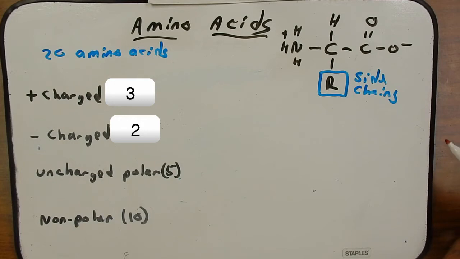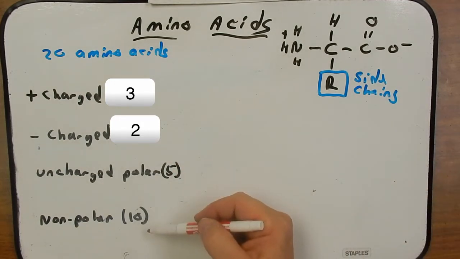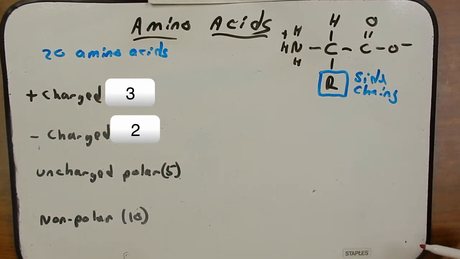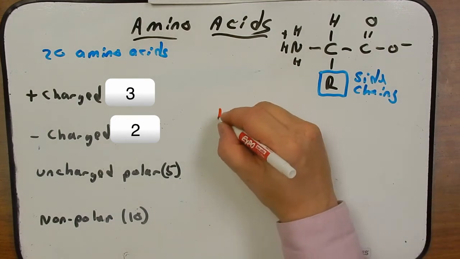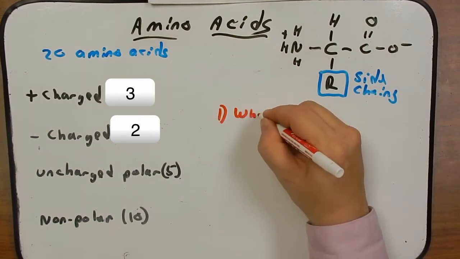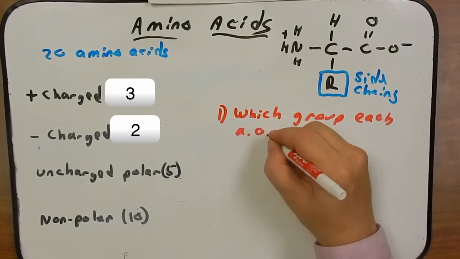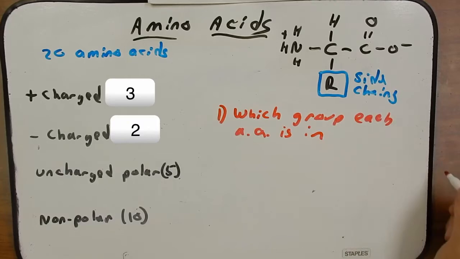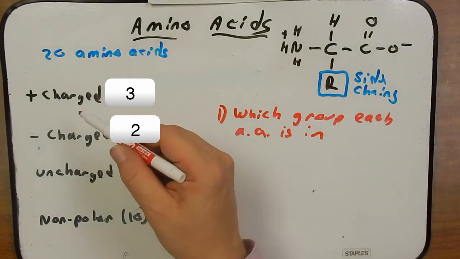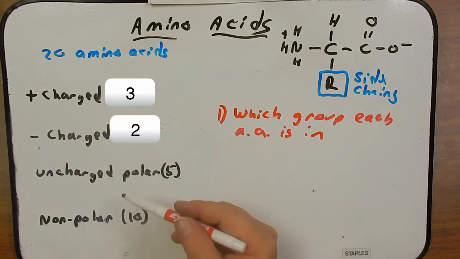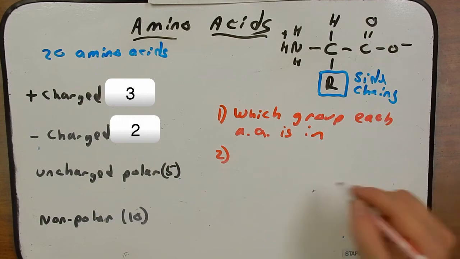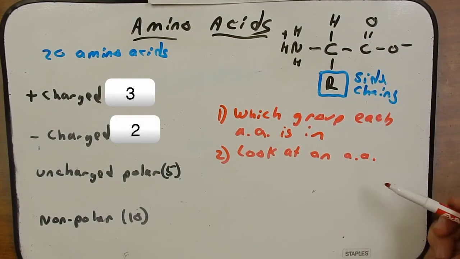Right now what I'm going to do is draw these different side chains for you. What I want you to know, I'll write them down here, is which group each amino acid falls into. Is it positively charged? Is it negatively charged? Is it uncharged polar, or is it nonpolar? You need to know that. When you look at an amino acid, you should be able to say which of these groups it is.